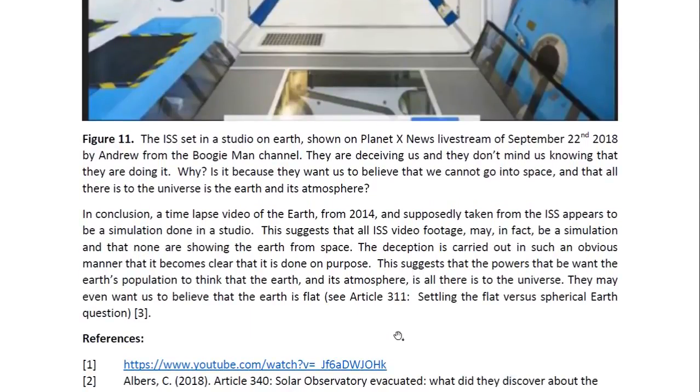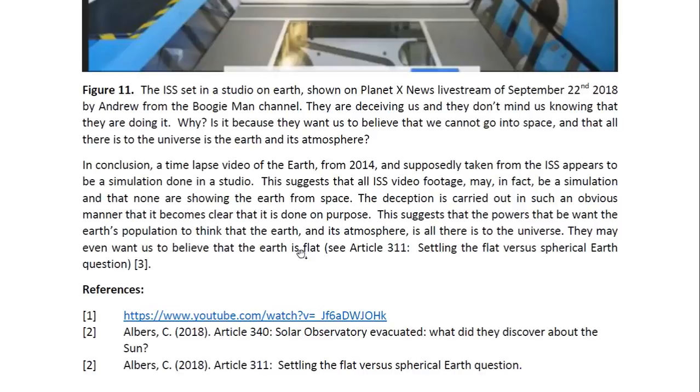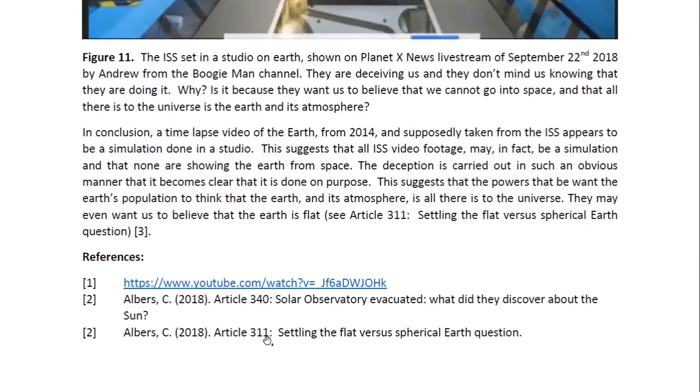So, in conclusion, a time-lapse video of the Earth from 2014 and supposedly taken from the ISS appears to be a simulation done in a studio. This suggests that all ISS video footage may in fact be a simulation and that none are showing the Earth from space. The deception is carried out in such an obvious manner that it becomes clear that it is done on purpose. This suggests that the powers that be want the Earth's population to think that the Earth and its atmosphere is all there is to the universe. They may even want us to believe that the Earth is flat. And for more details on the Earth being flat, you may look at article 311 entitled Settling the Flat versus Spherical Earth question. And those are the references.